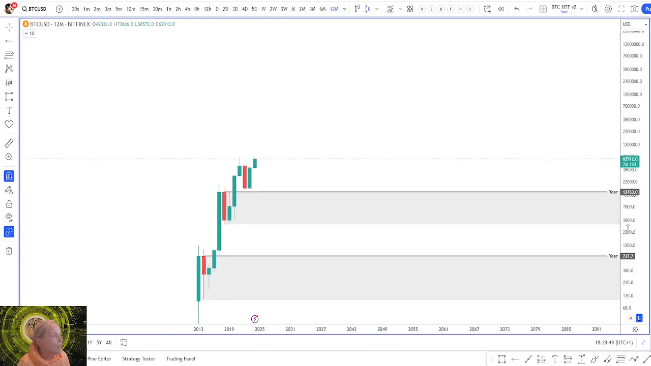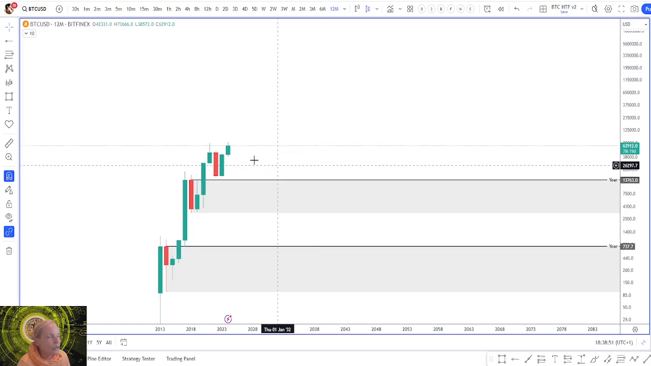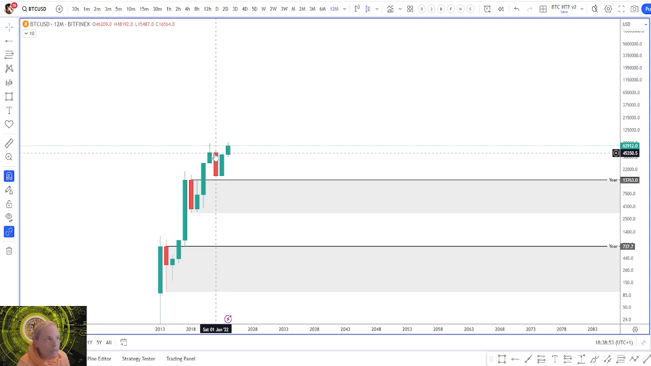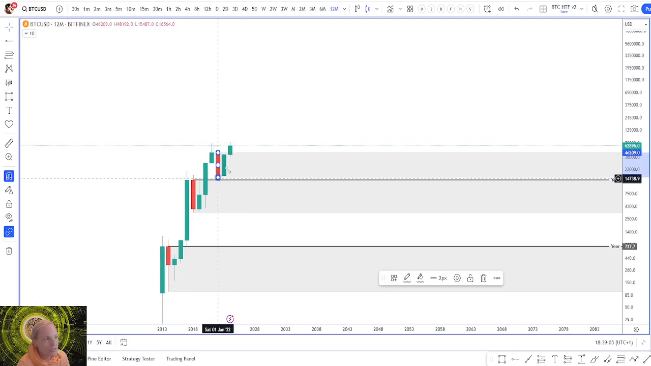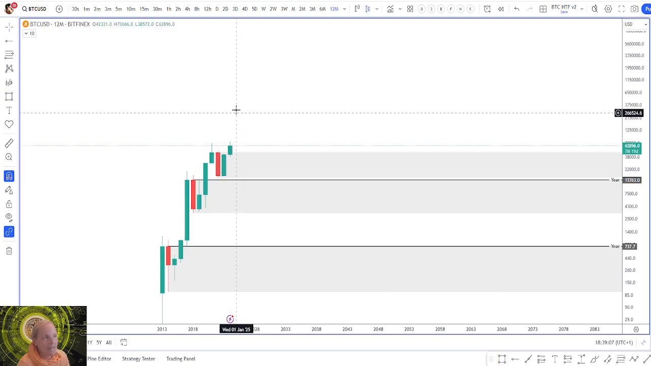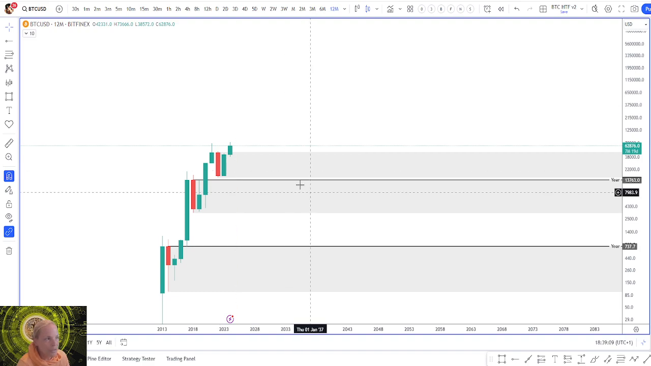Now, while this looks like it is a yearly demand, this candle hasn't closed. And obviously we've got another however many months, 7 months until this closes. So I wouldn't draw this as a demand yet. It's only if this candle closes above here towards the end of the year.